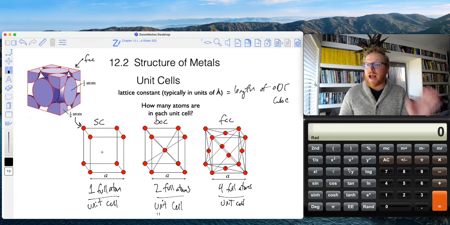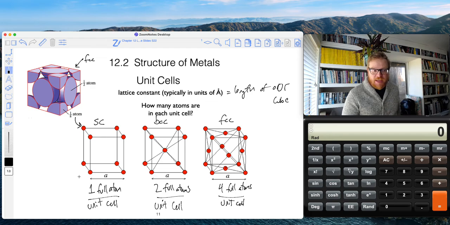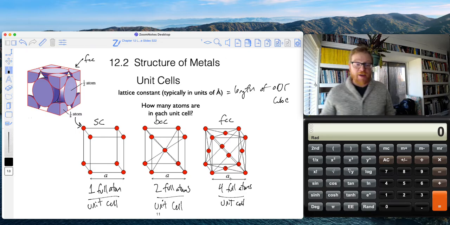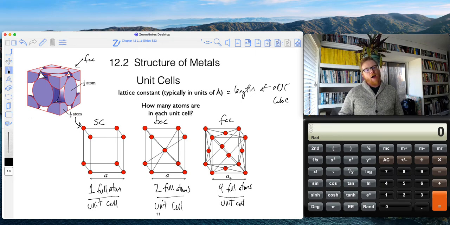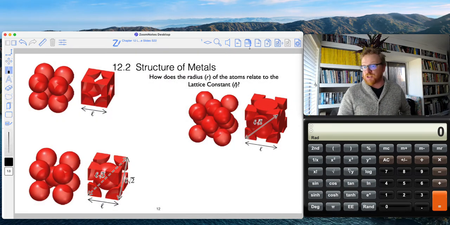But then we start cramming more of these atoms in these unit cells, 1, 2, 4, we would expect to see the density go up by a factor of 2 each time. So in fact, the density of a material is exactly related to how many atoms are packed into its unit cell. Okay, and we'll see that in a calculation coming soon.